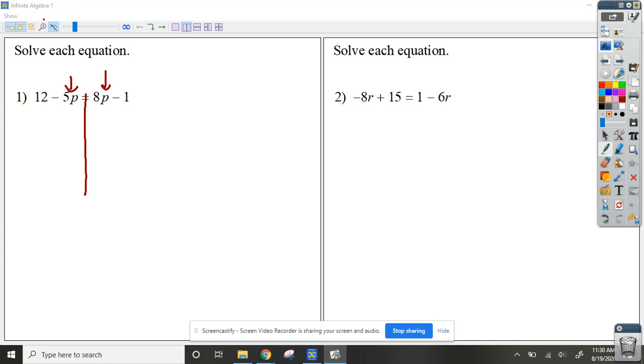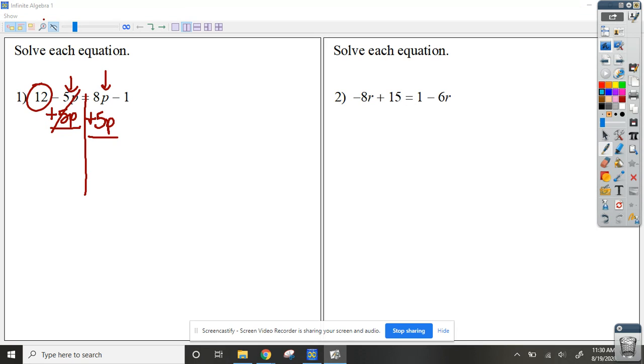If I see a negative one, I always want to cancel the negative one because I prefer to use positive numbers. So look at your negative 5p. Let's add 5p. And that will cancel that away. So on the left side, all that I have left is the 12. But if I add 5p to the left side, I have to add 5p to the right side. Now I'm going to add that to its like term, which is 8p.